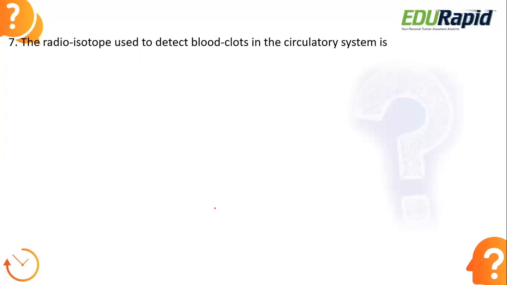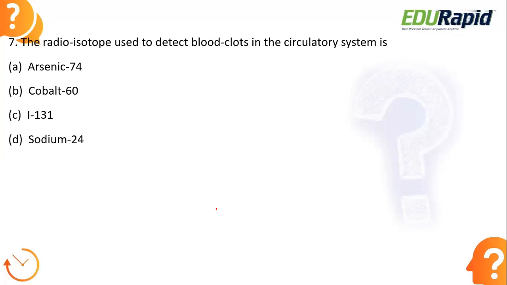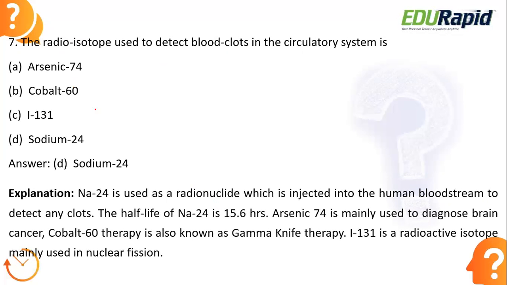The radioisotope used to detect blood clots in the circulatory system is arsenic 74, cobalt 60, iodine 131, sodium 24. Okay, the right option is option D, sodium 24. So all the given options here are radioactive isotopes. Out of these radioactive isotopes, sodium 24 is the one used to detect blood clots in our circulatory system.